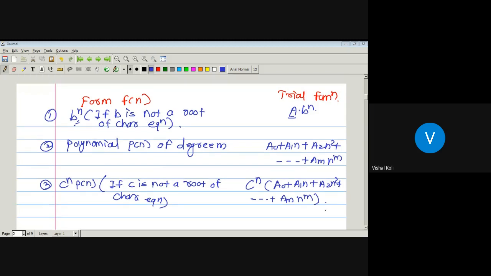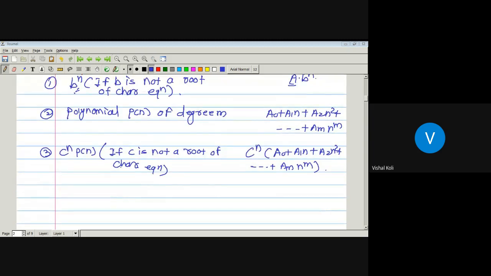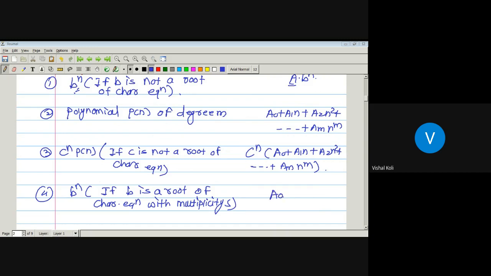Now the fourth one is b raised to n, and in that case we suppose that b is a root of the characteristic equation with multiplicity. Then its corresponding trial function is a naught, one arbitrary constant, into n raised to s, where s is the multiplicity of this b, into b raised to n.